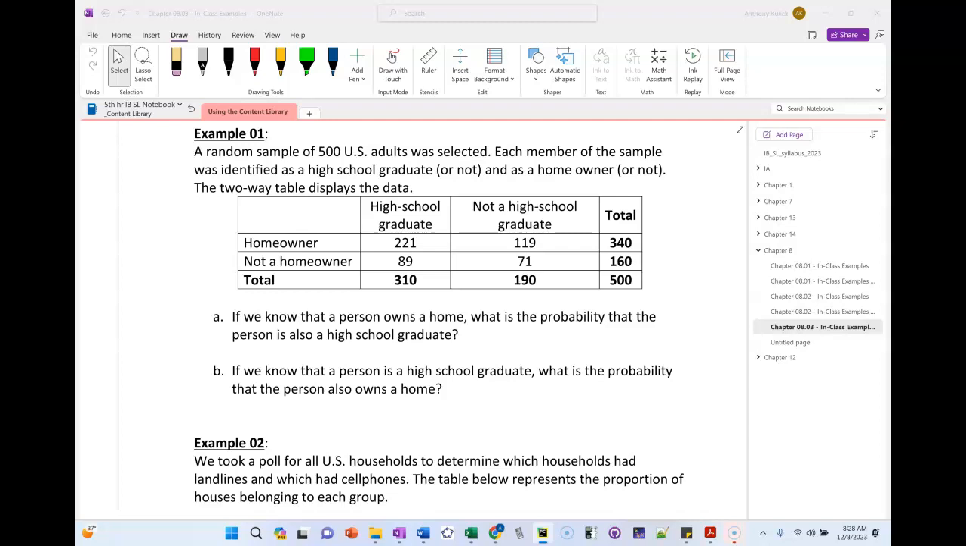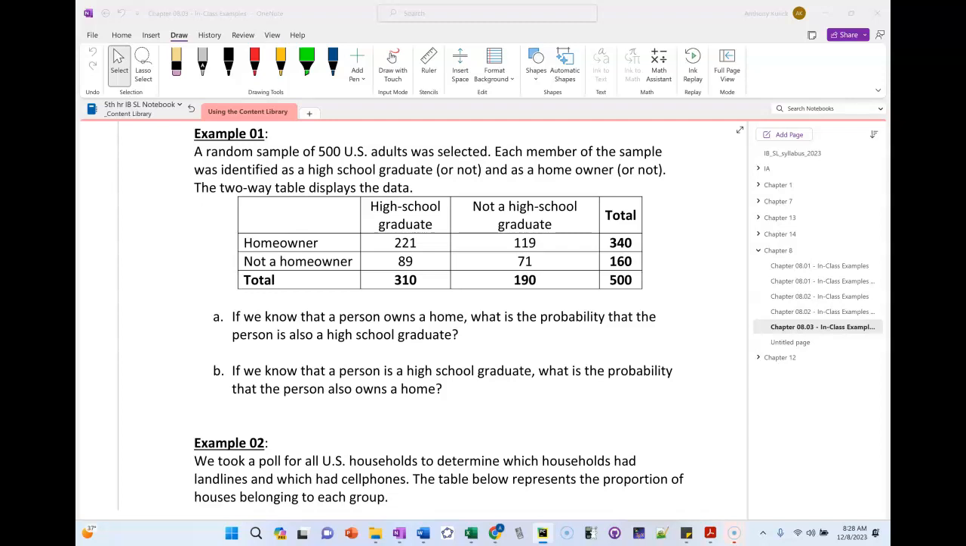So we take the number of high school graduates, like total. Could you do something like that? Again, you should read this and it says if the person is a high school graduate, what's the probability that they also own a home? That's a conditional probability, right?